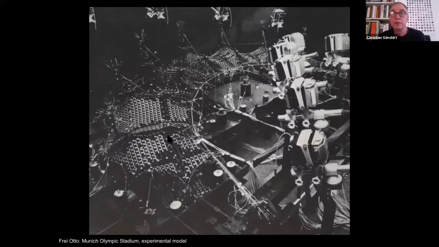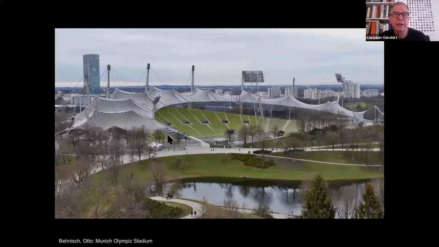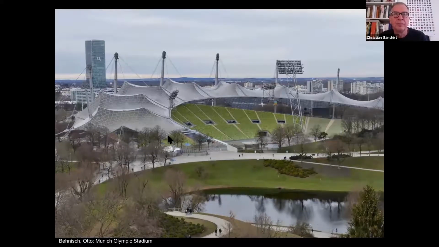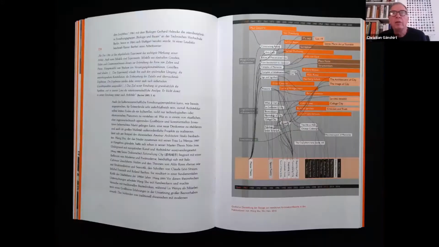So that's the building that came out of that model. It still stands today. And it also shows you something of the power of research-based design. It's especially necessary if you want to be innovative in architecture. If you want to do mainstream architecture, you don't need that much research. But if you want to do something innovative, you need a lot of research to find new ways to do things.